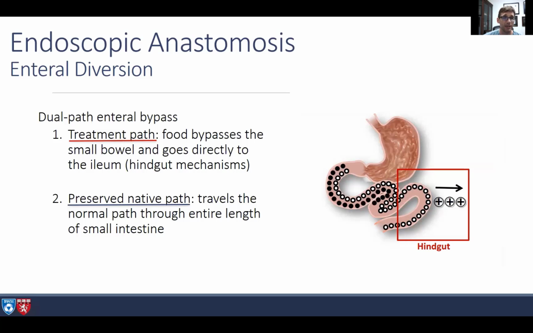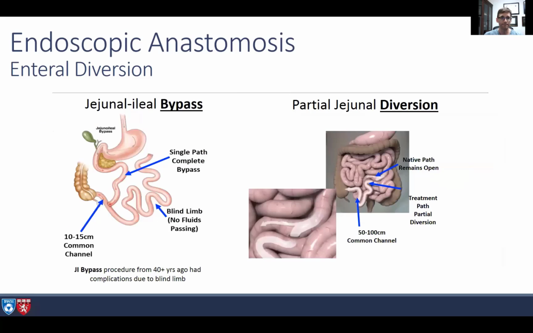So this really is focusing only on hindgut mechanisms. We're not doing anything to the duodenum. We have the liners that do both foregut and hindgut. You have the ablative therapies that really focus only on foregut mechanisms. And now we have anastomosis focusing only on hindgut.